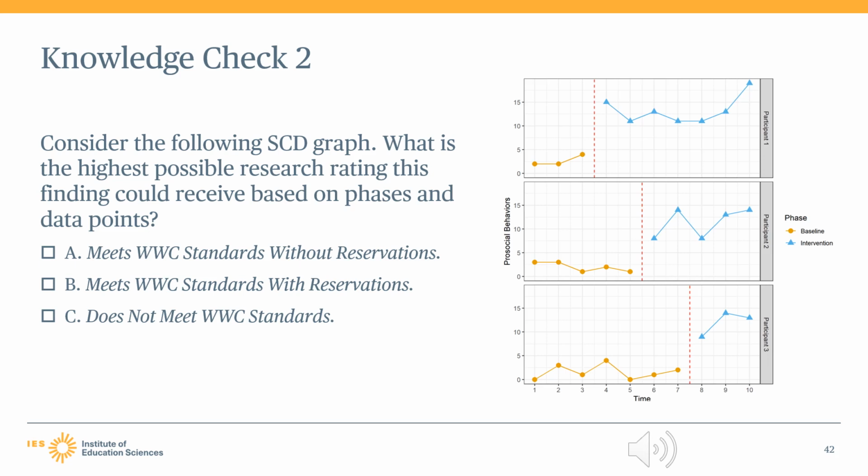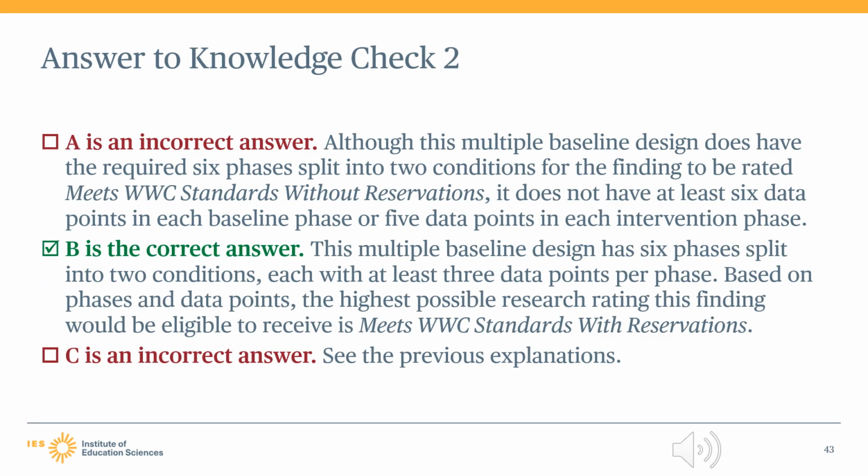The correct answer is B. This multiple baseline data includes 6 phases split into 2 conditions, and each of those phases includes at least 3 observations per phase. Based on the number of phases and data points, the highest possible research rating this study could receive is meets WWC standards with reservations.